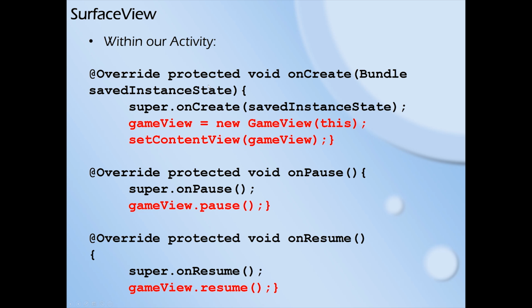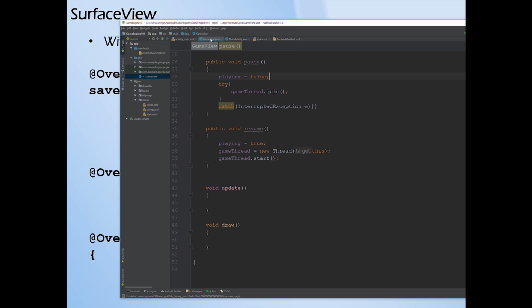So now within the activity, we need to make sure that all of this stuff actually happens. And on create, we need to create that new view and set it, that is the surface view, and set it equal to what we're seeing on the screen. In the onPause method, we need to make sure that we pause things, and on resume, we need to make sure that we resume things. So let's go ahead and make all that happen.